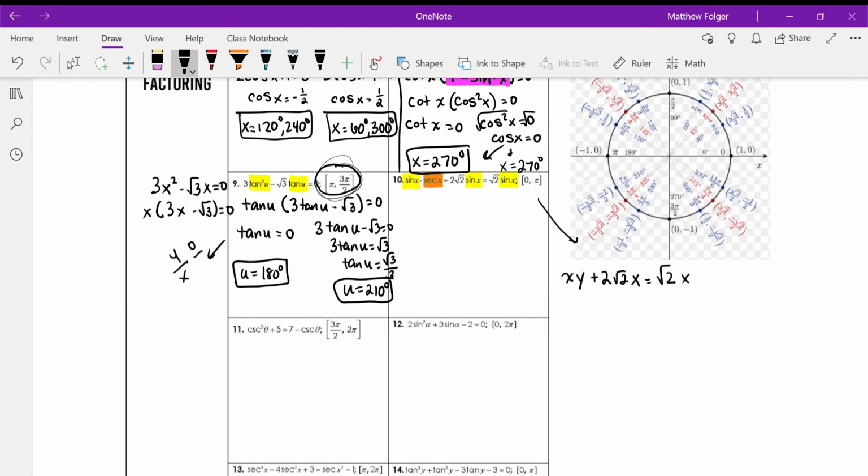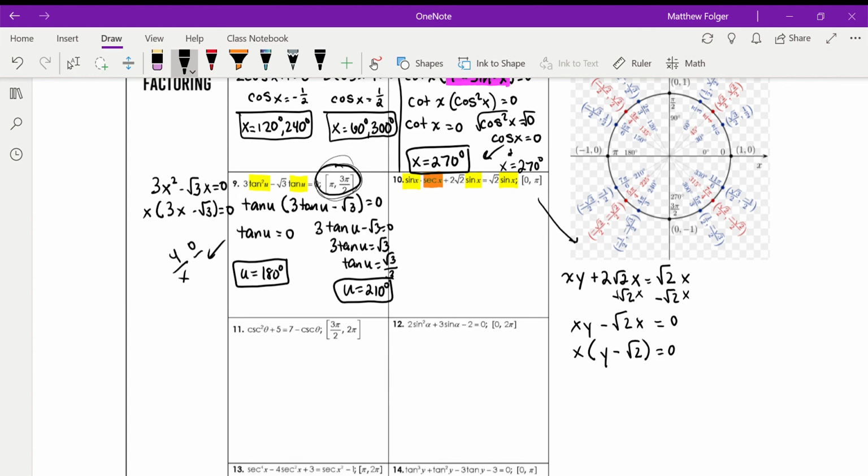Well, first thing we want to do is move everything to one side. So minus square root of 2x, minus square root of 2x. Well, what is 2 square root of 2x minus 1 square root of 2x? Well, 2 minus 1 is just 1. So xy minus square root of 2x equals 0. And now we factor out the x. So we have x, y minus square root of 2 equals 0.